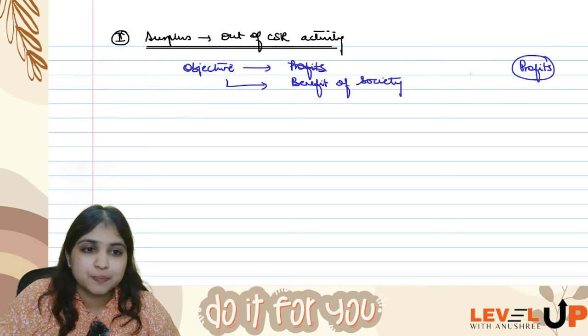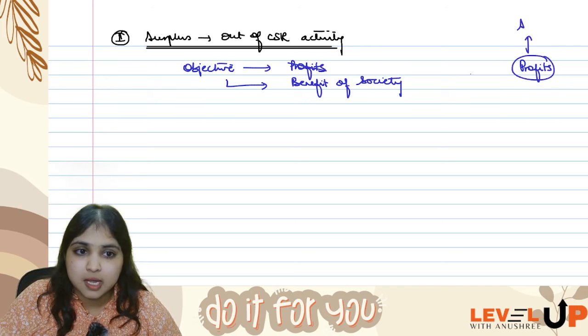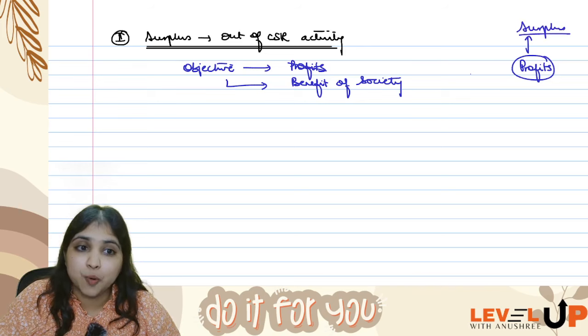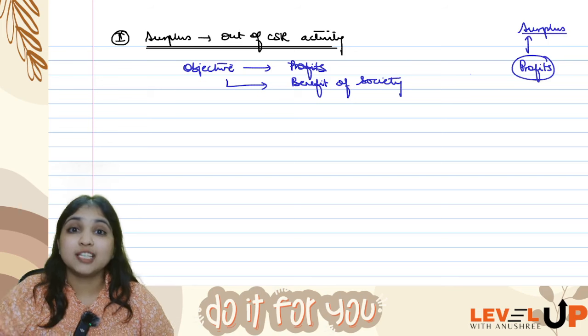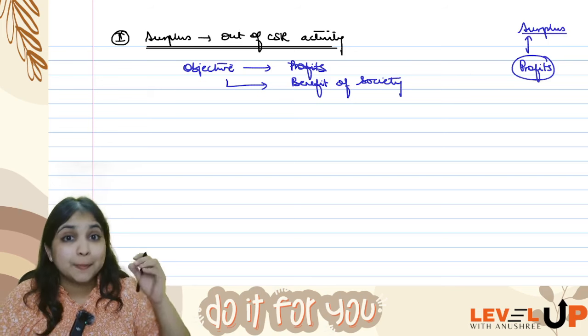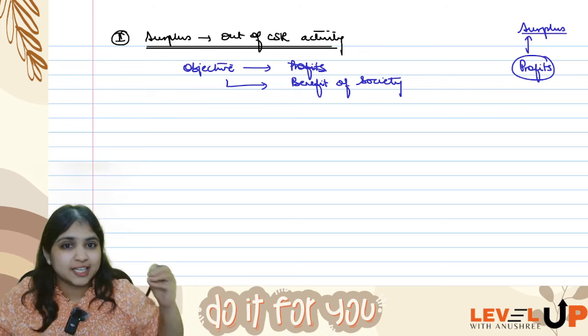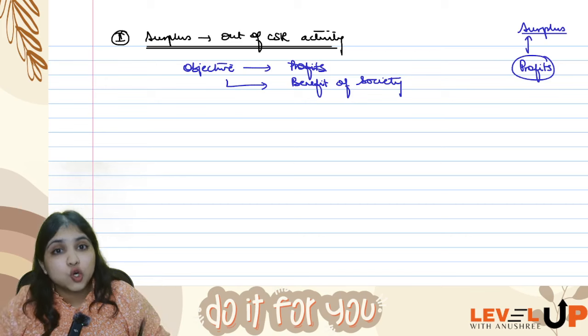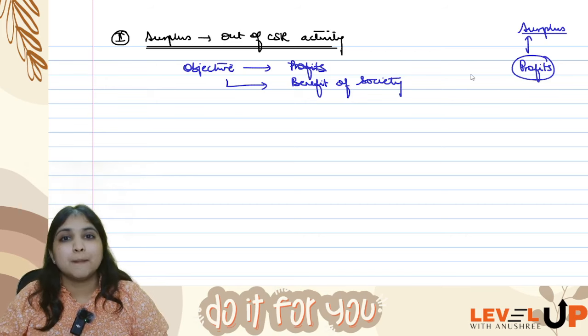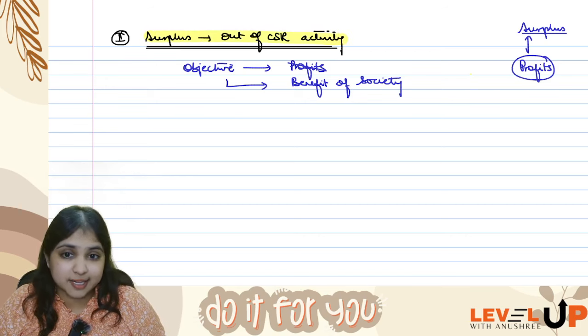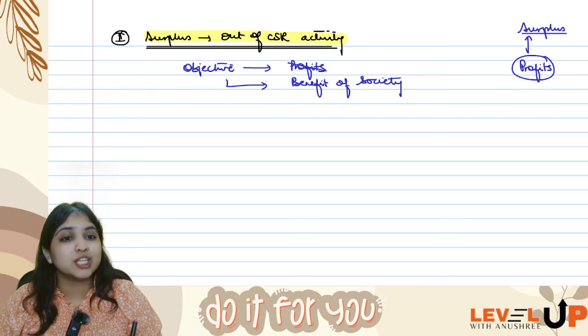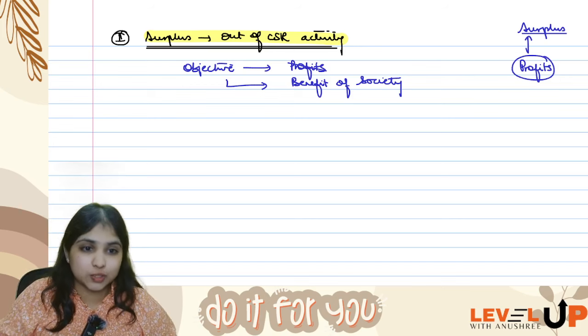First of all, this profit is called surplus. So, when I say surplus, what does surplus mean? Surplus means that the company has made a profit out of CSR activities. See, agreed, profit was not the objective of CSR activity, but by chance, by mistake, even though I did not have an intention to make profits, the company made profits out of CSR activity. Now the whole question arises: what can the company do with this profit? What should the company not do with this profit?